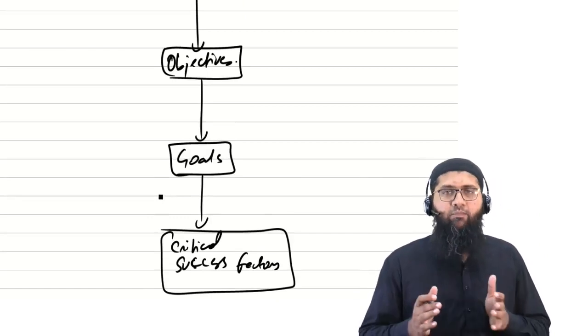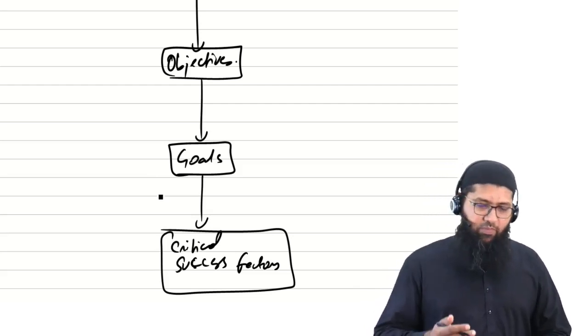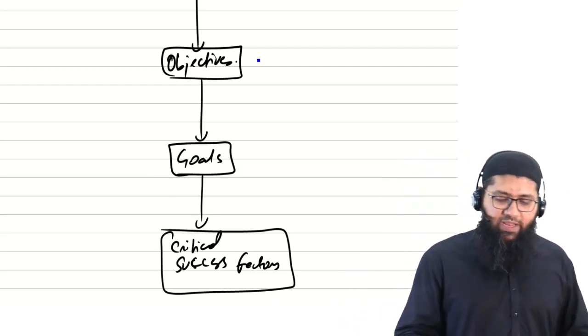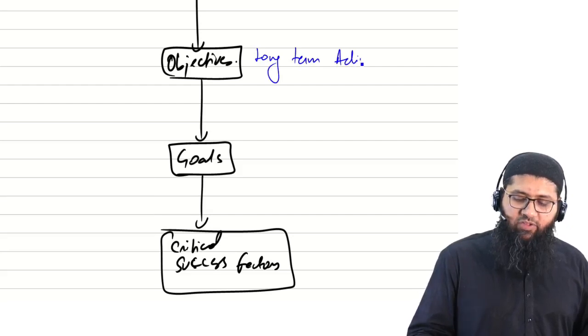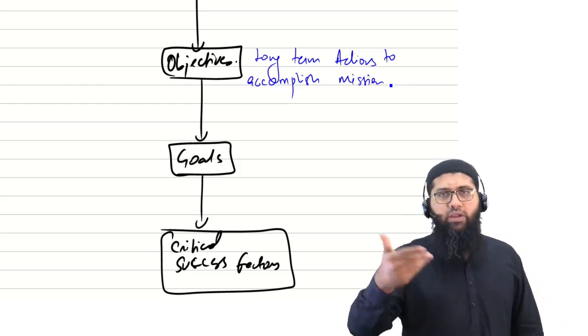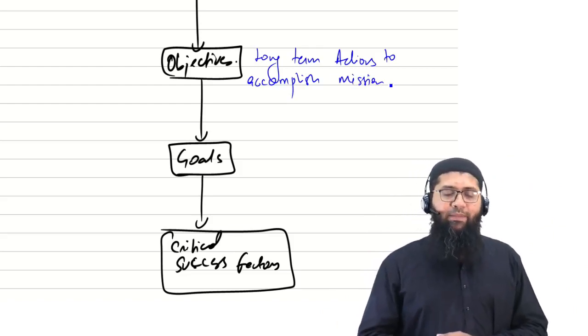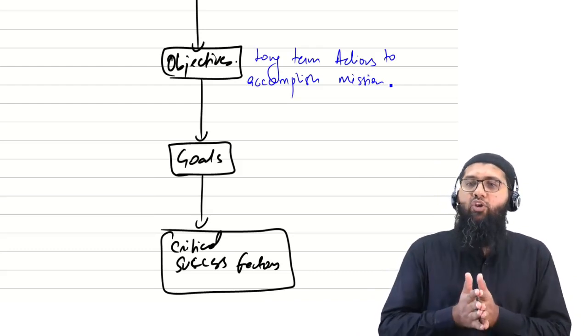Now what exactly are the objectives all about? What exactly do you mean by goals? What are the critical success factors? When we talk about the objectives, objectives are basically long-term actions to accomplish the mission. Your long-term actions to accomplish the mission are going to be considered as your objectives.